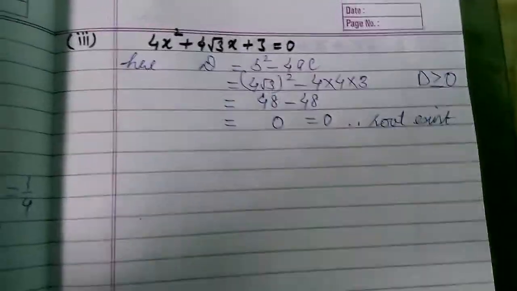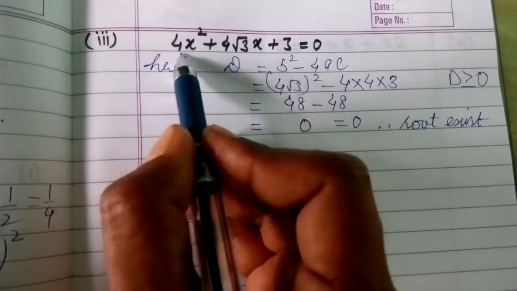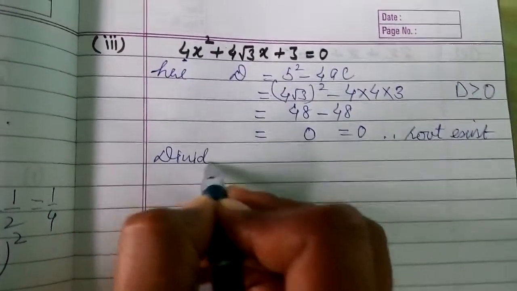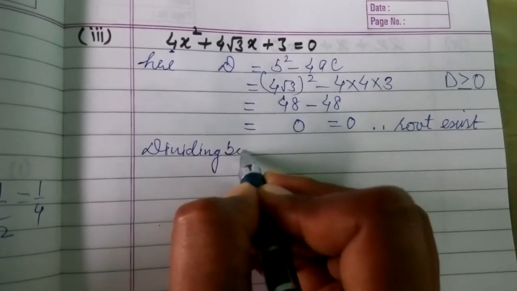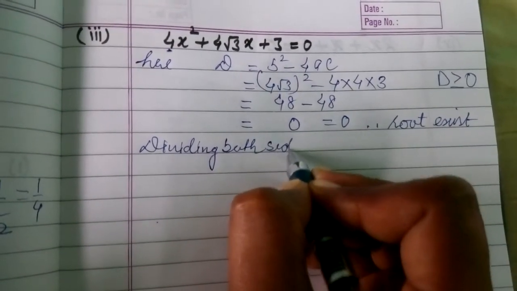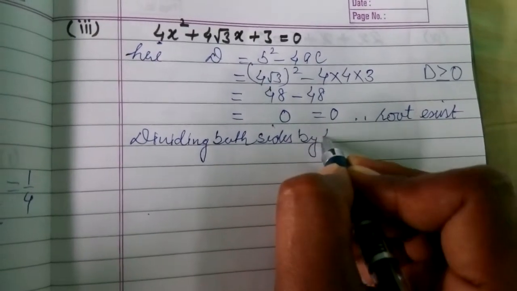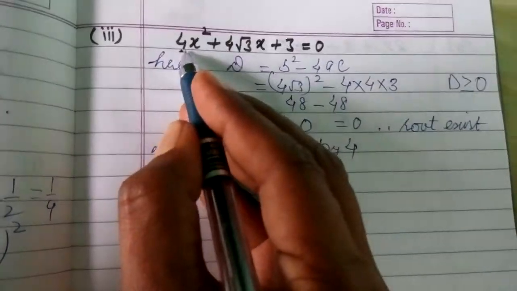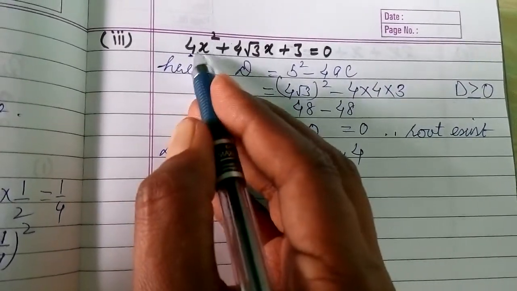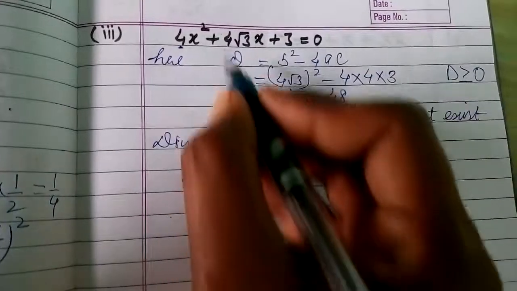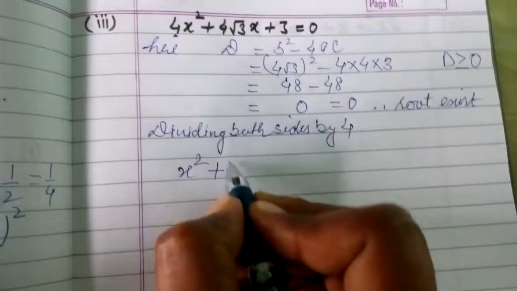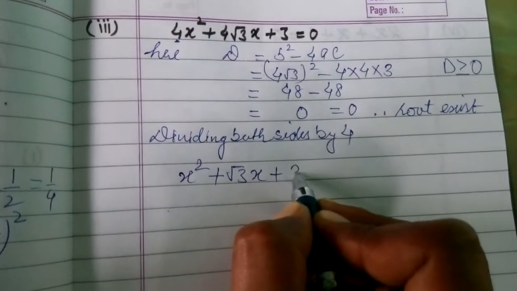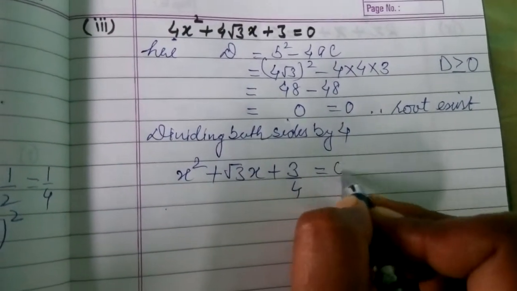Now if the root exists, let us try to find it. Again follow the method. Firstly, make this without coefficient, so dividing both sides by 4. When I divide both sides by 4, I'll get x square plus, because 4x square by 4, the 4 cancels out with 4, so I will remain with x square only, and here again it is 4, so 4 cancels with 4, and I'll remain with under root 3x plus 3 by 4, which is equal to 0.